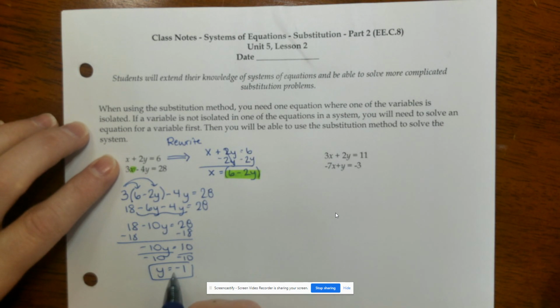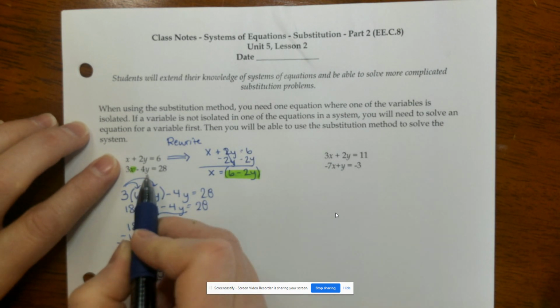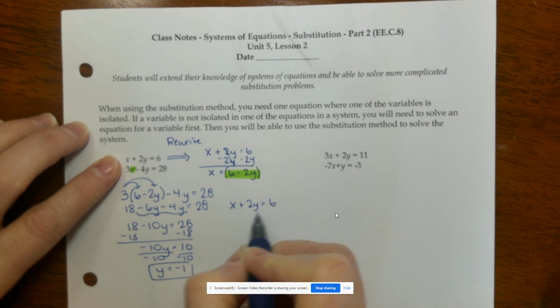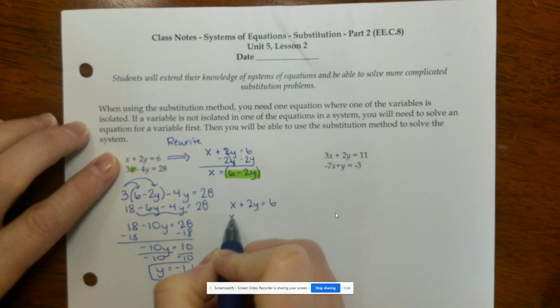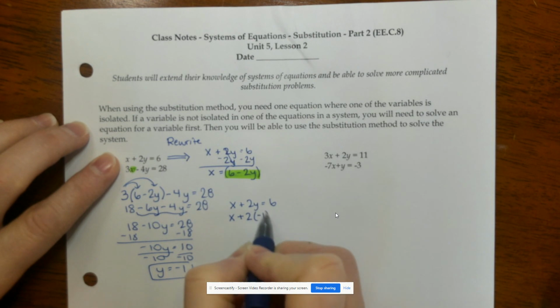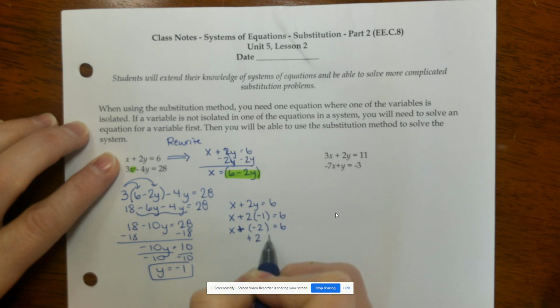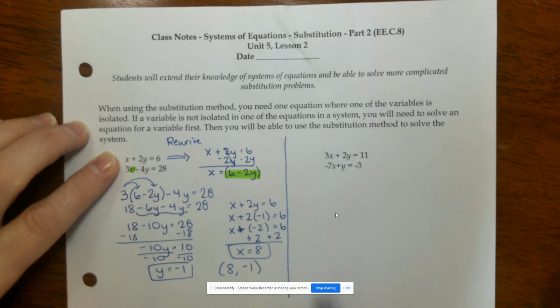So now I can substitute this back. It has to go into one of the equations that was printed on the page. The x plus 2y equals 6 was slightly less complex, so I'm going to put it in that one. x plus 2 times negative 1 equals 6. Plus negative 2. So I'm going to have to add 2 to both sides and get x equals 8. So what does that mean? It means I have a solution, x equals 8, y equals negative 1, so 8 comma negative 1 is the solution to the system.